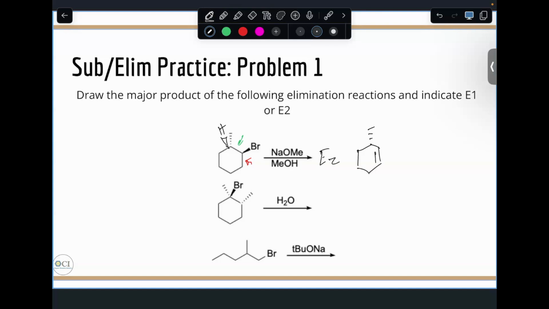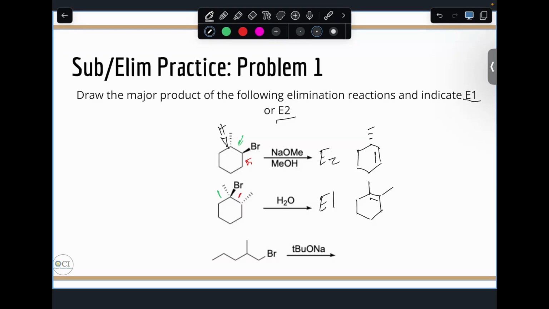What about the next one, E1 or E2? E1, yep. And then is it going on the green or the red side? Why did we say green? For E1 reactions, it doesn't matter. We don't care if it's anti-periplanar. So it will actually form it on that red side. SN1? Yeah, it could be SN1, but in this question, we're just asking if it's E1 or E2.